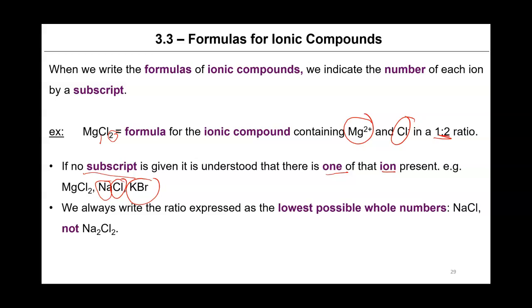When we write the formula for an ionic compound, it's important to recognize that we always write the ratio expressed as the set of lowest possible whole numbers. So rather than writing something like Na2Cl2, we'll divide both our subscripts by 2, and we'll just write the compound as NaCl.